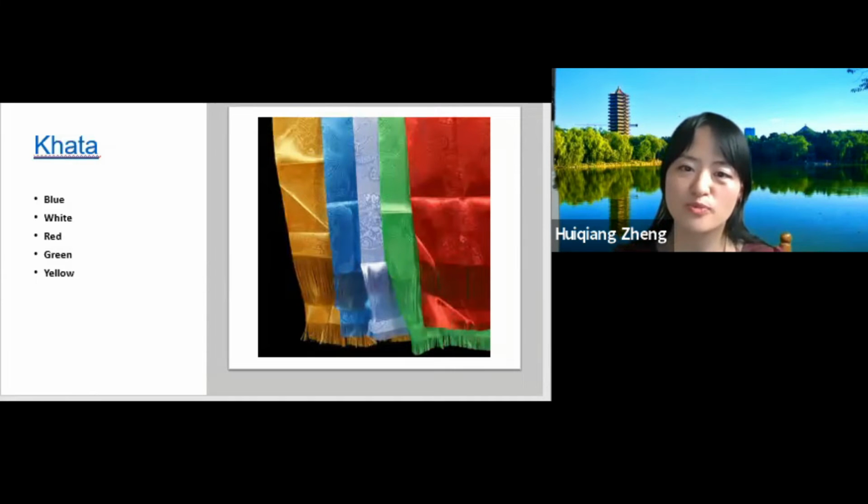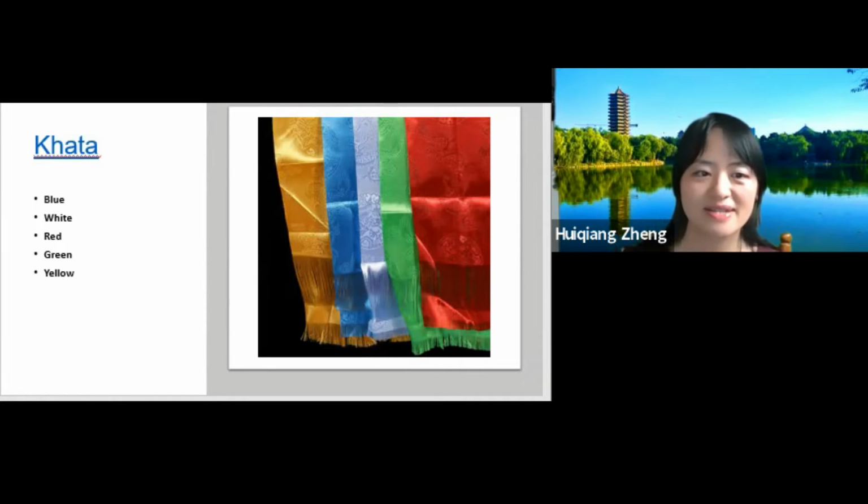For example, blue kata is the color of sky, symbolizing wisdom, health, and loyalty. Red is the color of flame, and green is the color of river, which symbolize balance. And yellow represents earth, especially used in some religious ceremonies.